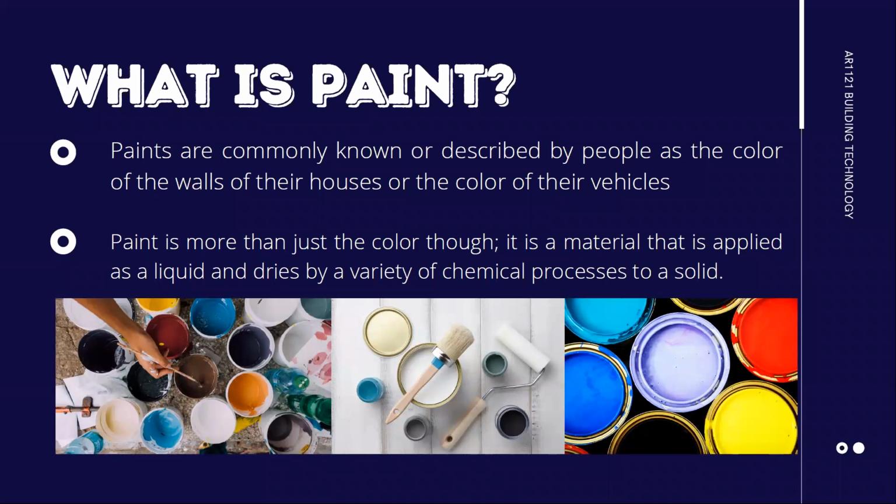So, what is paint? Paints are commonly known or described by people as the color of the walls of their houses or the color of their vehicles. Paint is more than just the color, though. It is a material that is applied as a liquid and dries by a variety of chemical processes to a solid.